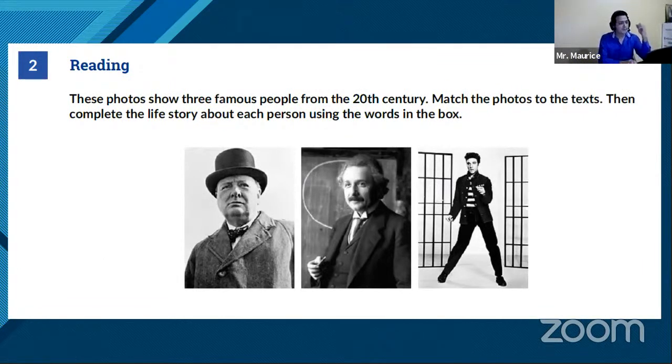Photo number 1. Do you know who that person is? Any ideas? Do you have any idea who that person is?